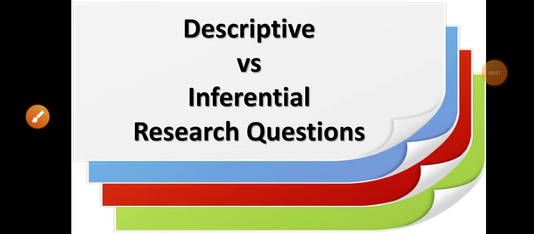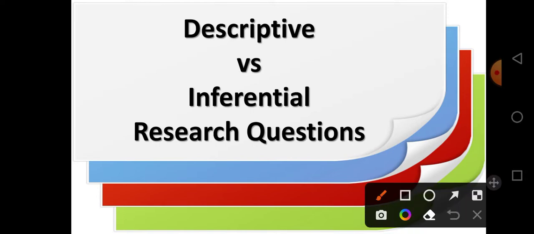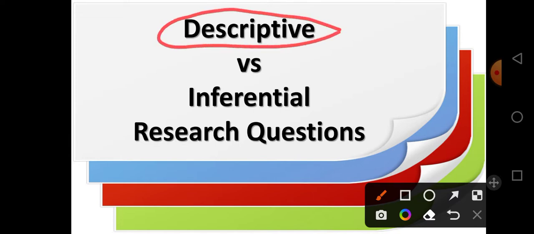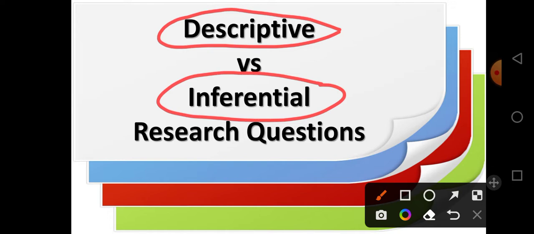Now that you have learned how to write both the general and the specific objectives, let us now focus on the types of research questions that can be classified in your specific objectives. So we have two classifications of research questions that can be observed in your specific objectives. We have descriptive and inferential.